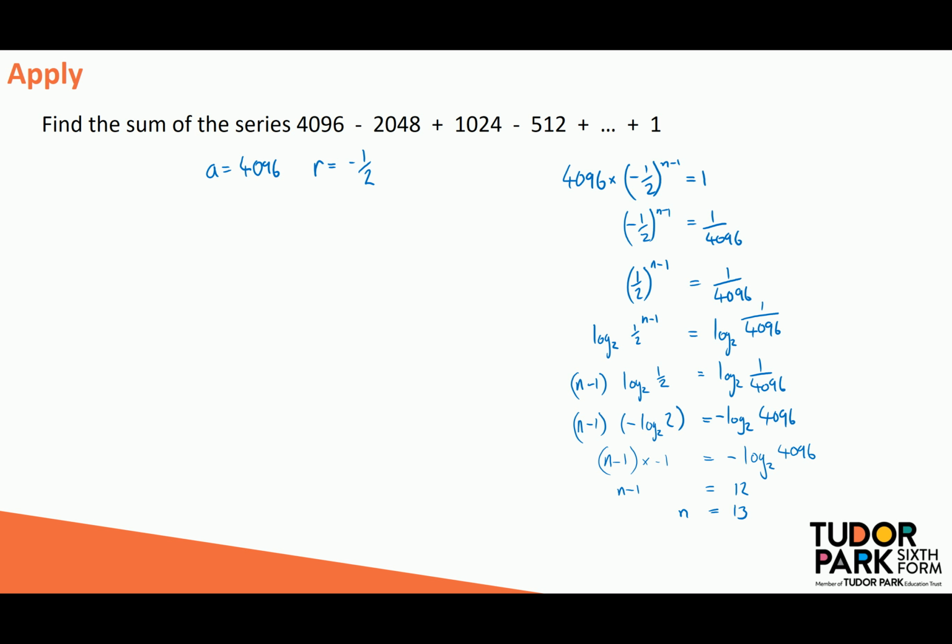I actually want to find the sum of this series, so I'm now going to use my formula. So I want the sum of the first 13 terms, which is going to be a times 1 minus r to the power of 13 all over 1 minus r. Now in this case, a was 4096 and r was minus a half, so that's going to be minus a half to the power of 13 all over 1 minus a half. Now clearly at this point we're just going to resort to a calculator, and throwing that all onto our calculator we end up with 2,731.